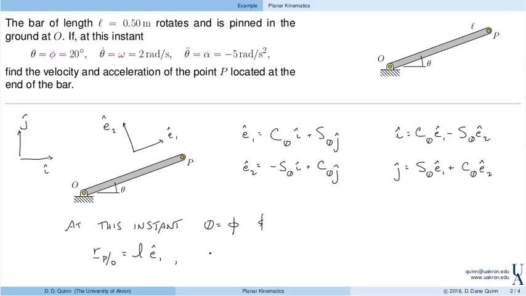Likewise, the angular velocity of the bar is theta dot in the k direction in general, and at this instant it's equal to omega k. Finally, the angular acceleration of the bar is theta double dot in the k direction, and at this instant that is equal to alpha k. So again, alpha is minus 5, omega is 2, and the angle here is 20 degrees.